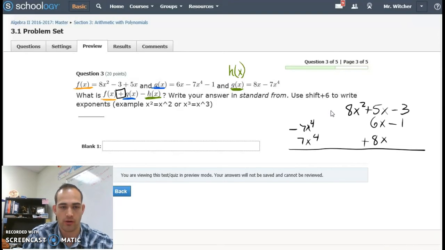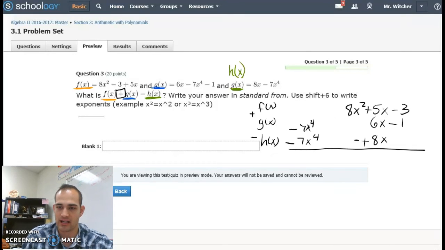So now I need to make sure that I'm reading what the operations are in between these polynomials. So f of x, this top row, is going to be added to g of x. So those will be combined just like normal. Nothing plus negative 7x to the fourth, negative 7x to the fourth. Then between g of x and h of x, I'm actually subtracting. So I need to subtract everything on the bottom line. So minus 7x to the fourth plus minus a plus 8x, which becomes just a minus 8x.